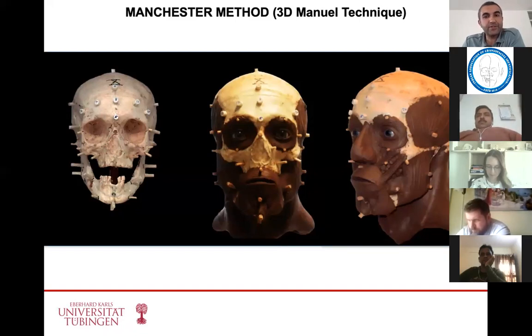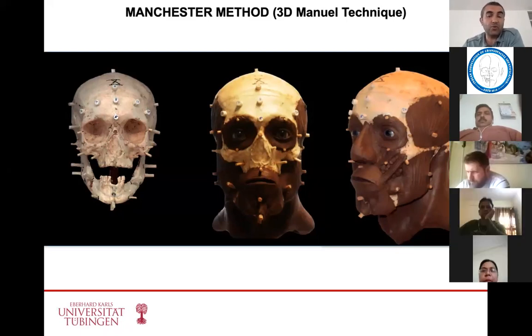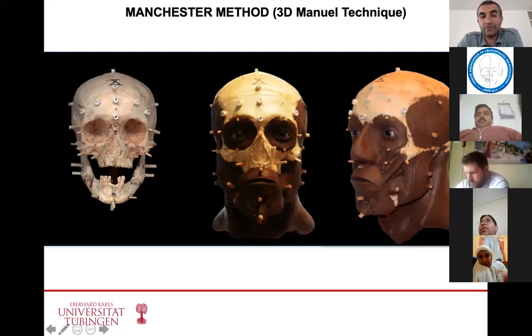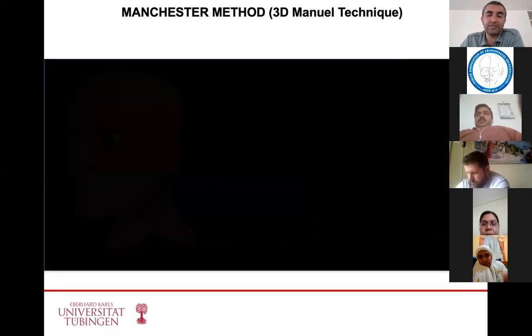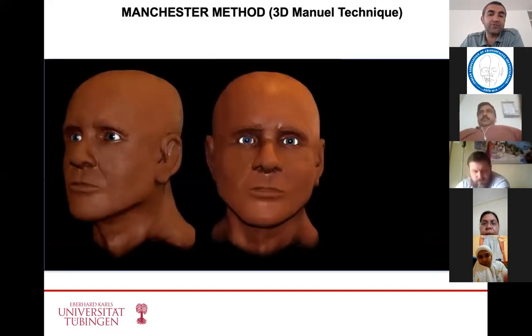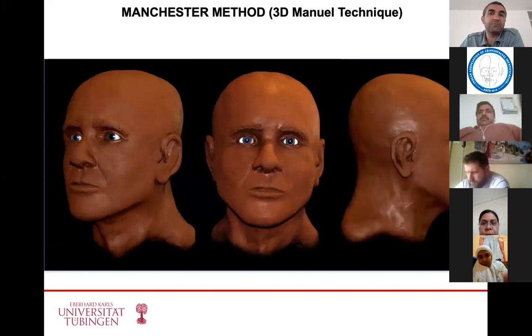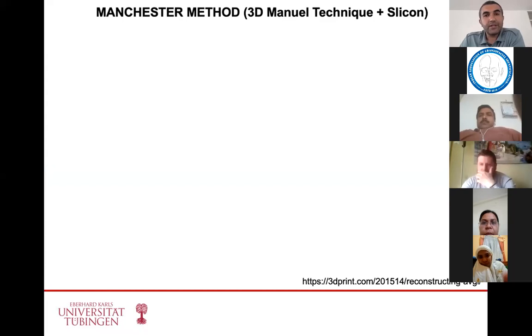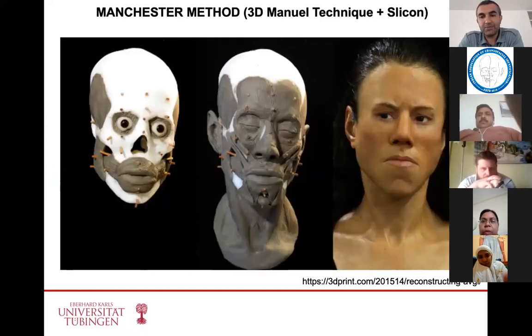There are also different techniques in the Manchester method. The first one is the 3D manual technique. The 3D manual technique is basically the application of first the biological profile, then the facial soft tissue thicknesses, and then, on the middle photograph, we apply the facial muscles one by one, depending on the muscle attachments and the anatomical principles. At the end, after the application of the skin, we reach the result. So this is the 3D manual technique. Another technique is the 3D manual technique plus the application of silicone.